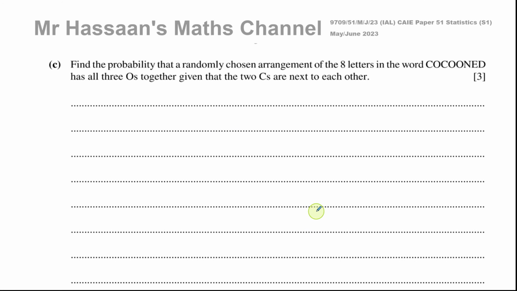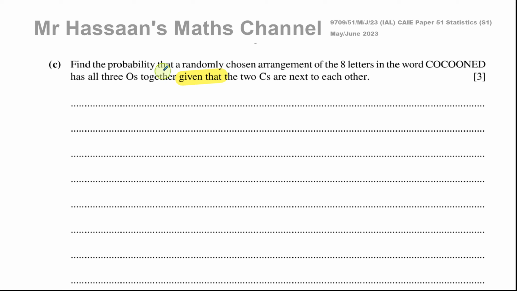Now for part C. Find the probability that a randomly chosen arrangement of the 8 letters in the word cocooned has all 3 O's together, given that the 2 C's are next to each other. So here we have a special type of phrase in probability, given that. And that's where the sample space has now changed from all the possible arrangements without any restrictions to the fact that the two C's are next to each other. So probability is the successful outcome, which is all three O's together, divided by the total number of possible outcomes.